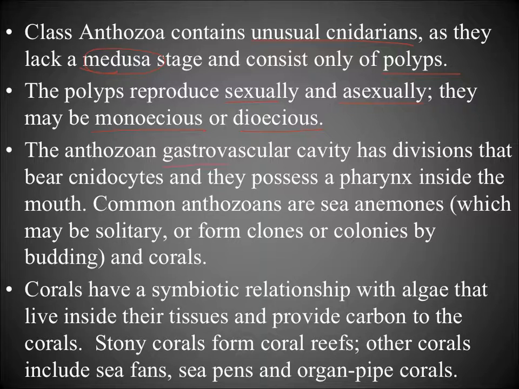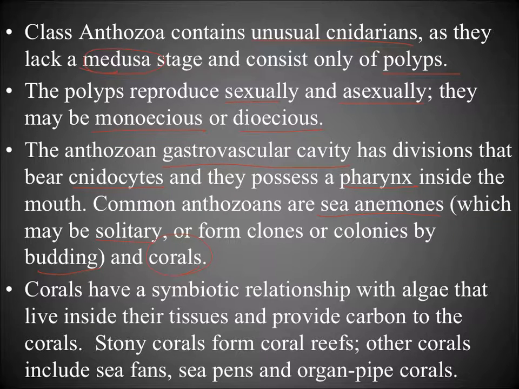The anthozoan gastrovascular cavity has divisions that have a lot of cnidocytes in them. They actually possess a pharynx that's inside the mouth, so it kind of leads down to the gastrovascular cavity. And some common anthozoans, we have sea anemones, which can live solitary, or they can form clones and colonies by budding. And then we also have the corals in this group.